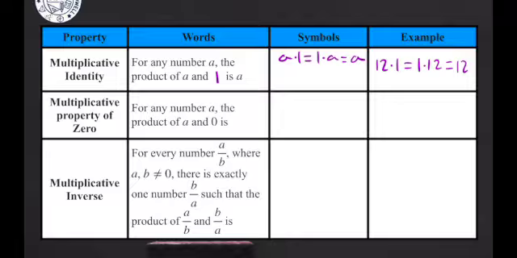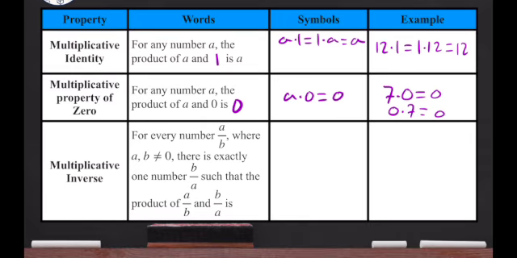Multiplicative property of 0. For any number a, the product of a and 0 is 0. Right? Anything you multiply by 0 gives you 0. So if we have a times 0, this will equal 0. Example, we could have 7 times 0, that's 0. We could have 0 times 7, also 0. Anything times 0 is 0. You guys need to make sure you know that.